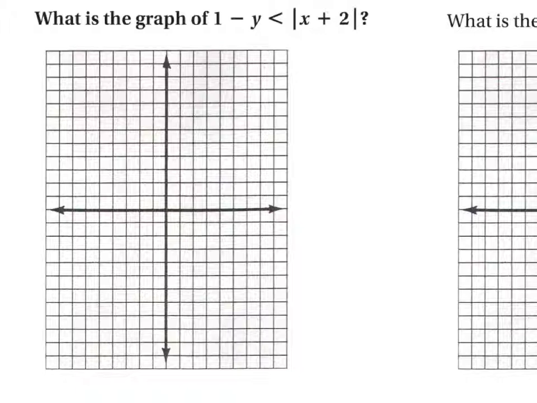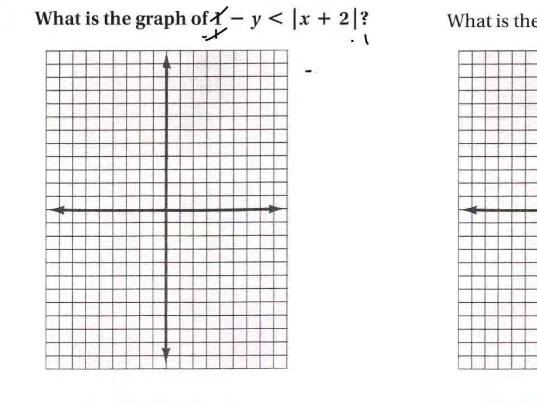Okay, now, looking at this one. Again, we're going to have an absolute value graph, so therefore our graph is going to look like a V. We need to make sure that we can graph this, which right now we can't, because it's not written in the form we're used to. What do we need to do? We have to subtract 1 from both sides.